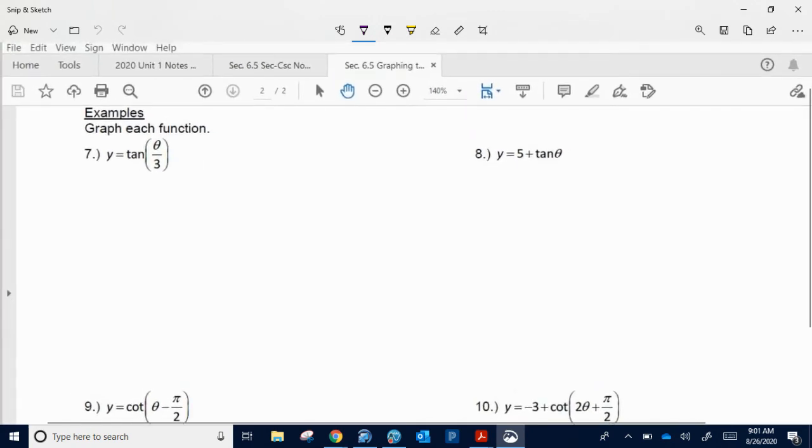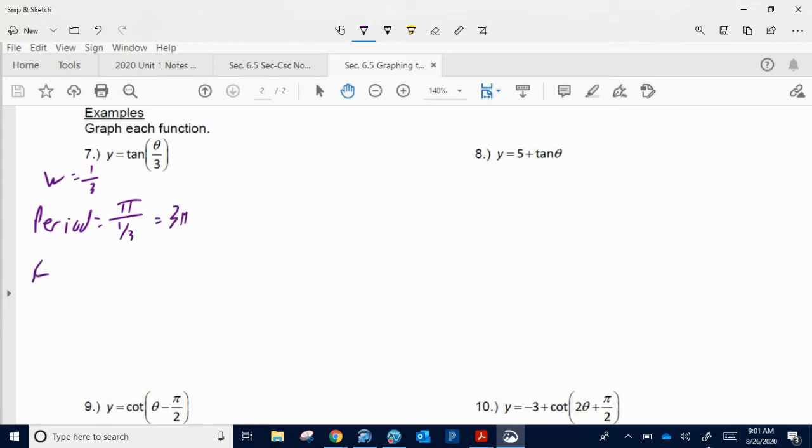Example 7 here. Again, all your little pieces. This one, we have a w value of 1/3. That means our period is pi, not 2 pi, but pi divided by 1/3, which is 3 pi. We have key points at the period of 3 pi, split into 2 quadrants, 3 pi over 2. We have a vertical shift of 0, an amplitude of 1, and a phase shift of 0.